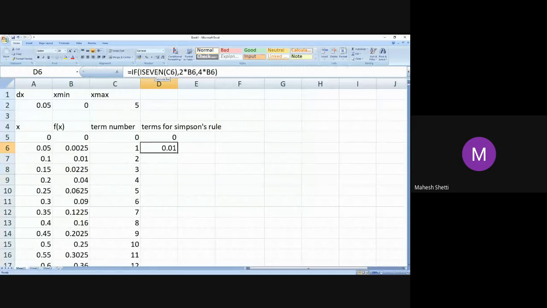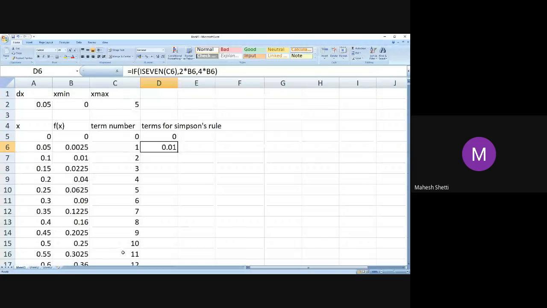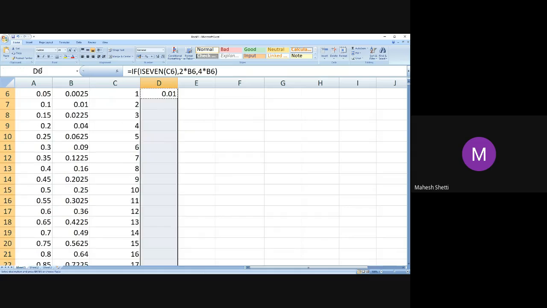So this will guarantee that whichever odd terms are there, they will be multiplied by 4 and put here. Whichever are even terms, they will be multiplied by 2 and put here. For example, the first term is an odd term, and the value 0.025 is multiplied by 4 and put over here. Now I'm going to copy this formula up to the last cell minus one. Remember, in the last cell I have already put the value. So D104, and I paste it.